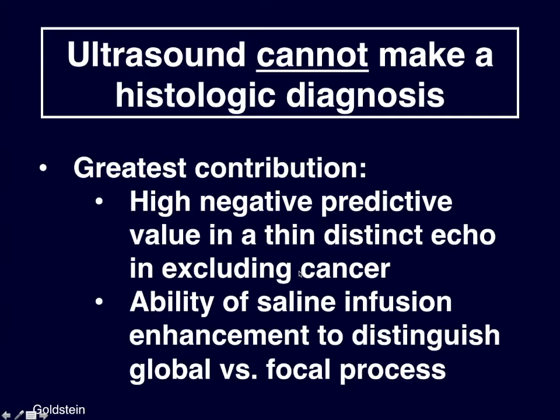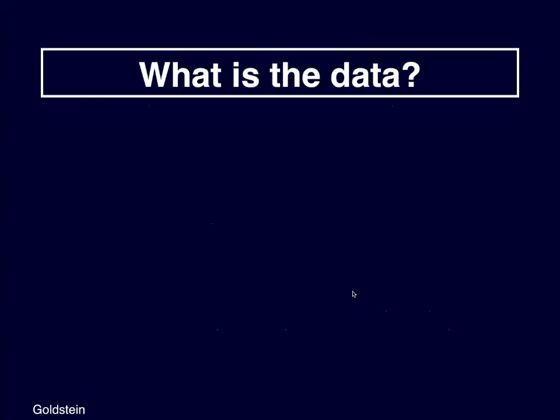So ultrasound cannot make a histologic diagnosis. As we've stated, its greatest contribution will be the high negative predictive value in a thin, distinct echo in excluding cancer, as well as the ability of saline infusion enhancement, or SIS, to distinguish a global from a focal process, and I'll develop this. So what's the data?